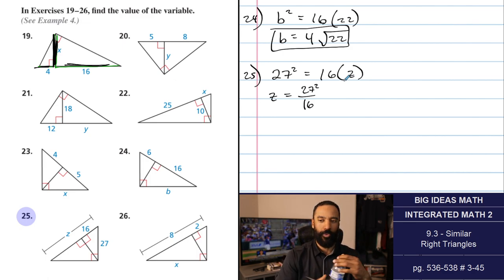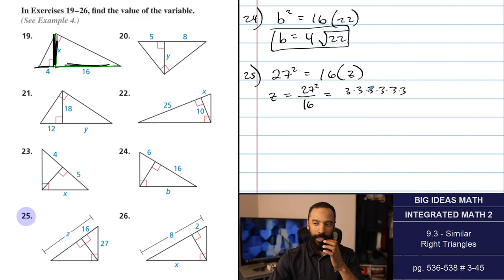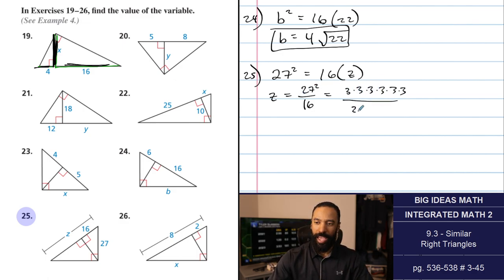You know what? I'm going to try. Watch this. 27 squared is 3 times 3 times 3 times 3 times 3 times 3, so two sets of 3s, and 16 is 2 times 2 times 2 times 2. Not that anything cancels, but I can't do that in my head.